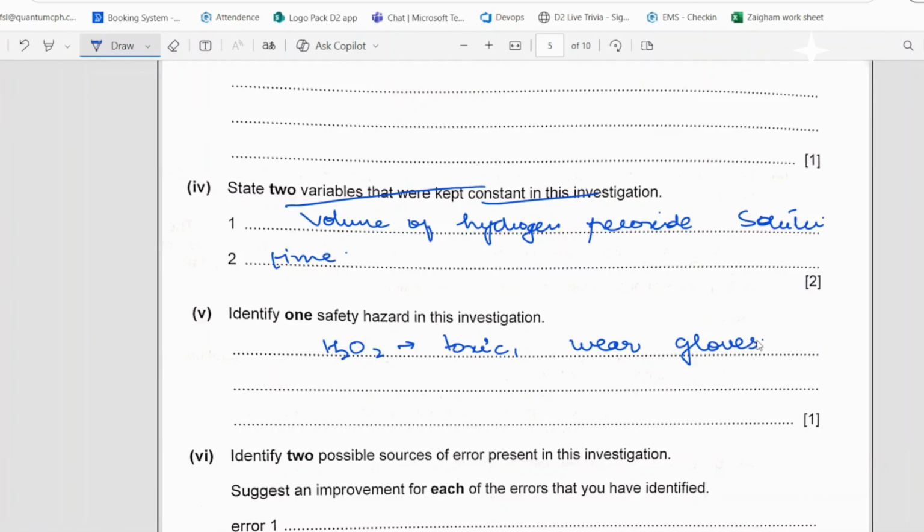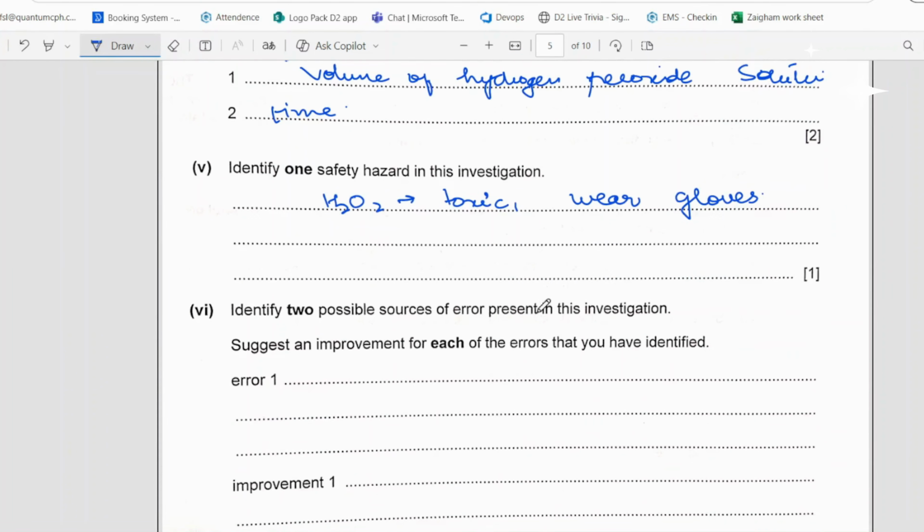Okay, then the next one, there is another error that they're using a scalpel. Okay, so a scalpel is a knife. So while using the scalpel, get the piece away from your body.